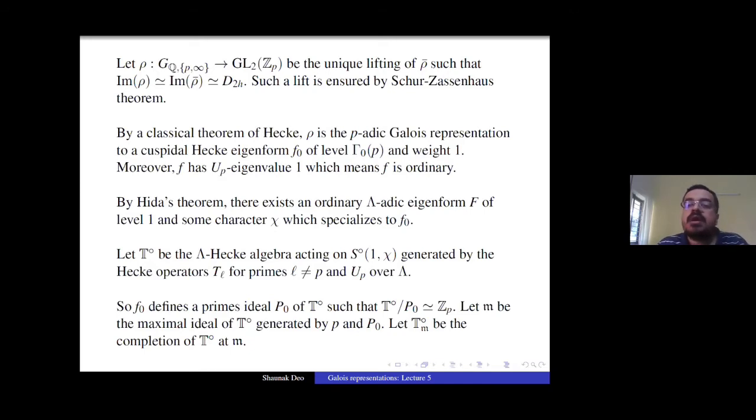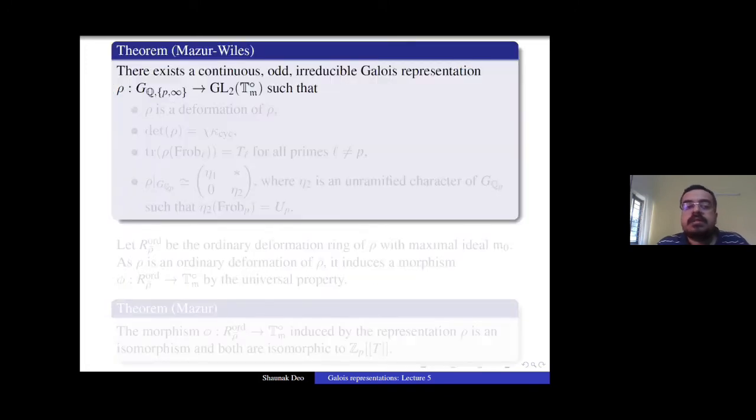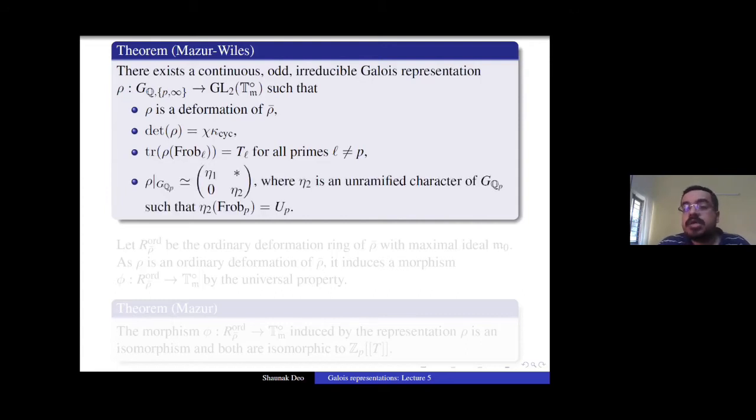And the key ingredient to compare this comes from a theorem of Mazur and Wiles, that there exists a continuous odd irreducible representation rho from GQ,P infinity to GL2 of TM circ, such that rho is a deformation of rho bar. The determinant of rho is kappa times chi psych, where this chi psych was defined again, like a cyclotomic character taking values in lambda. And the trace of rho of Frobenius at L is TL for all primes L not equal to P. Rho restricted to GQP is ordinary, in the sense that it is again upper triangular with characters eta 1 and eta 2 on the diagonal. Eta 2 is an unramified character of GQP, and eta 2 of Frob P is UP. So basically we are getting an ordinary deformation of rho bar to TM circ.